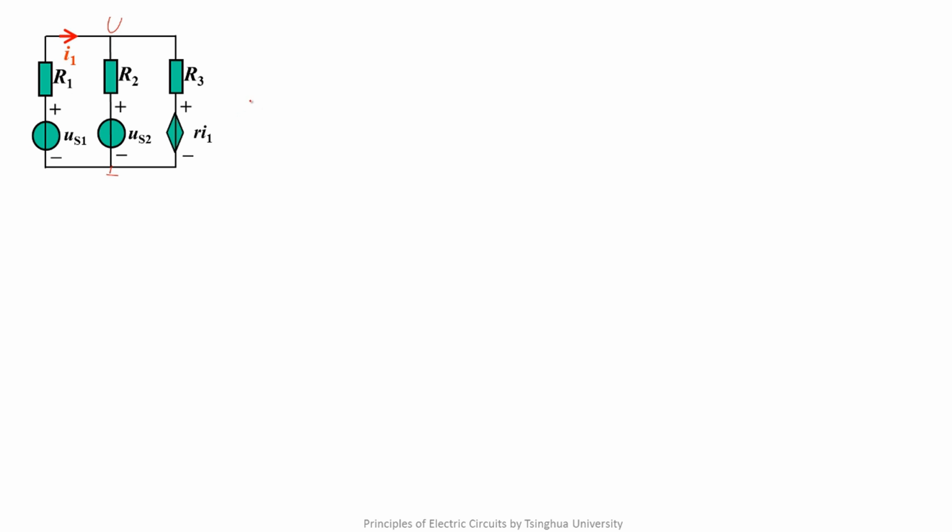Now we write out the node voltage equation. The left side of the equation is 1 over R1 plus 1 over R2 plus 1 over R3 times U. The right side is US1 over R1 plus US2 over R2 plus R times I1 over R3, where the current-controlled voltage source is regarded as a voltage source firstly. Then we use the node voltage to represent I1. It's US1 minus U over R1.